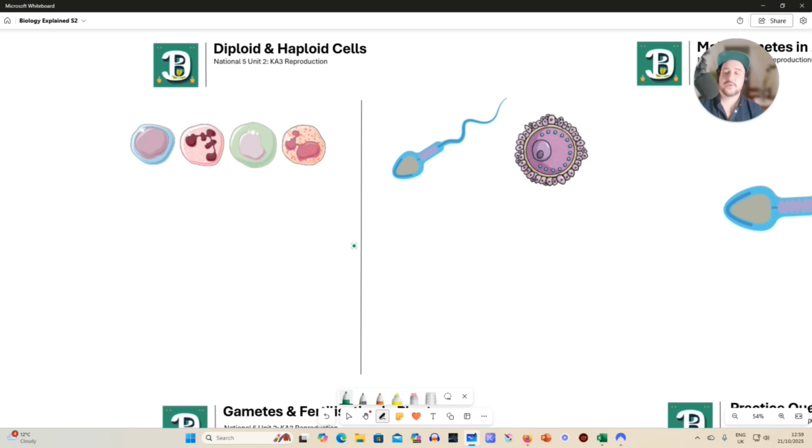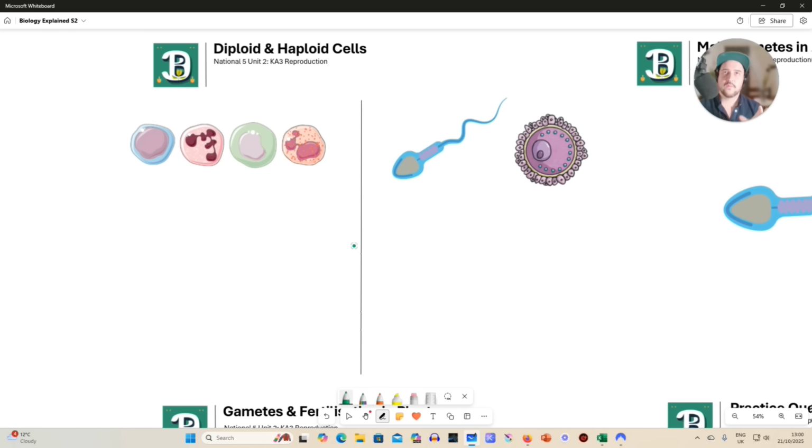On the left there, you can see I've got some generic cells. These could be white blood cells, for example, or cheek cells or skin cells. And on the right, I've got a sperm and an egg cell. Okay, you'll be familiar with these from lower down the school. These are involved in fertilisation, and they are our sex cells.